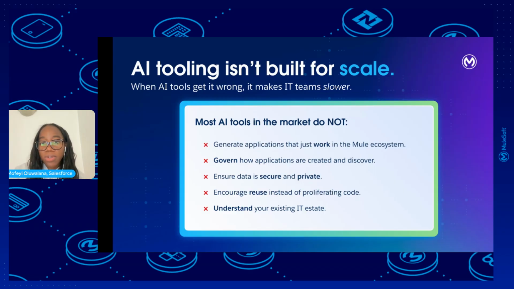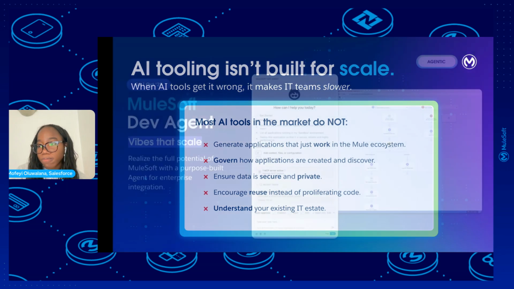They don't allow you to govern how applications are created and discovered. They don't ensure that your data is secure and kept private. They don't encourage reuse and instead just proliferate the amount of code and applications within your environments. And because they lack awareness of your IT estate, they cannot act with the right context. Again, when this happens, IT teams don't become more productive. We'd argue that it actually makes IT teams slower. And so most AI tools aren't built for enterprise scale.